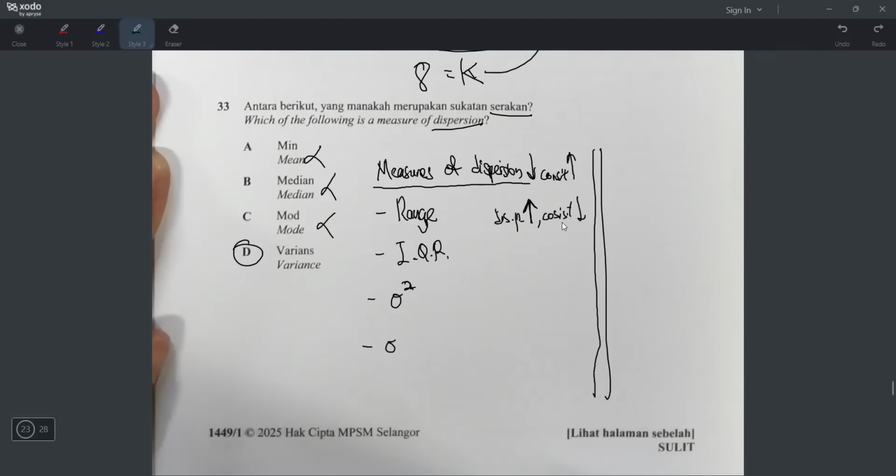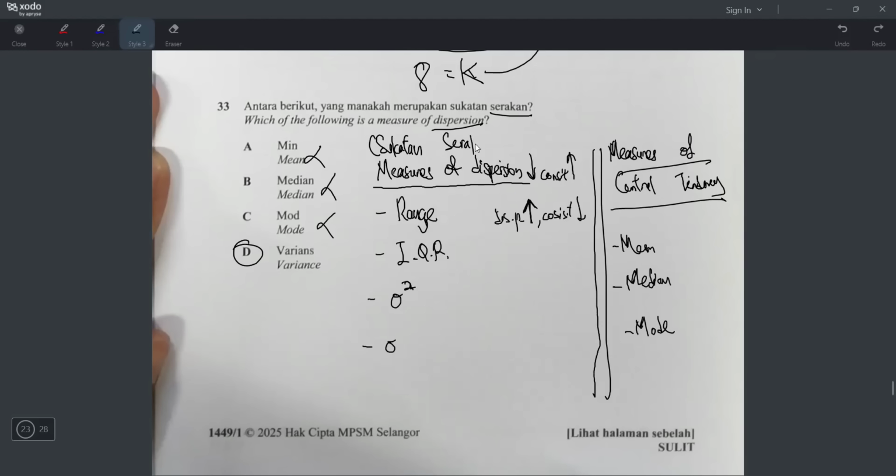Another one that you learn in lower form is called measures of central tendency. Central tendency has 3: mean, median, mode. That's all. Wait, I think I should write it in Bahasa Melayu. This one is sukatan serakan. You want to measure how serak the data is. Serak means like disperse. How messy it is. Like how messy is the data.